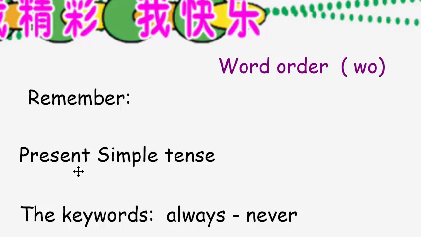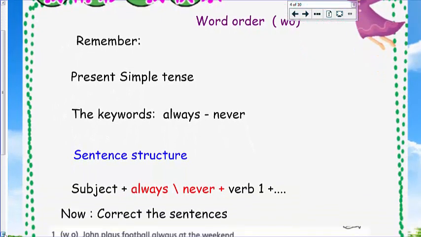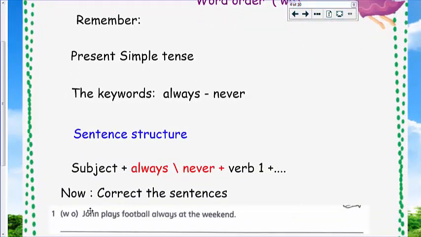The first rule here is the present simple tense. One of the key words of the simple present tense is always and never. In simple present tense, the structure will be like this: subject, always or never, one of them, plus verb 1 and the complement of the sentence.